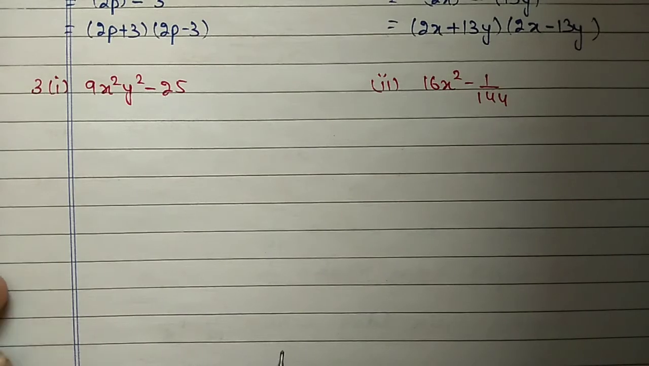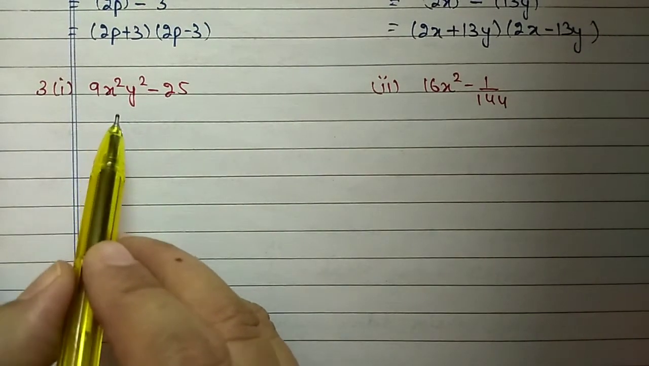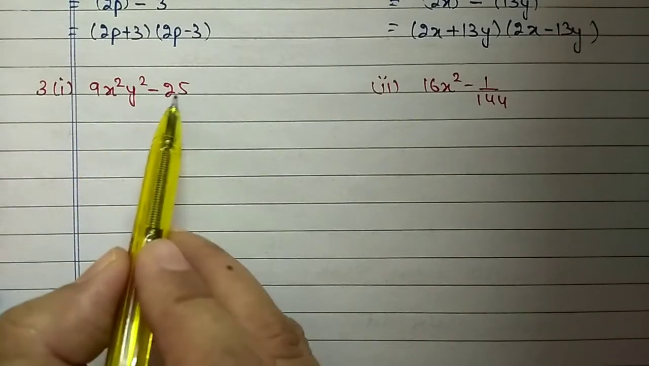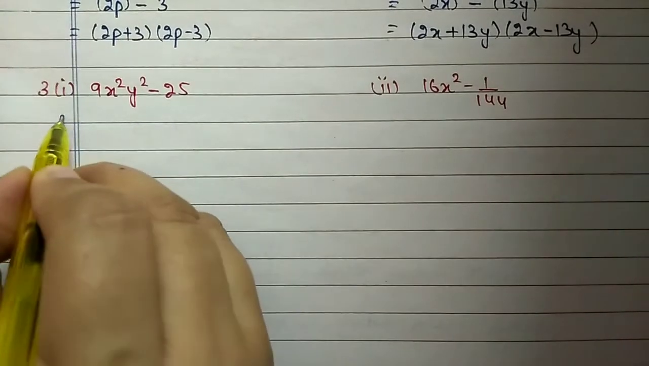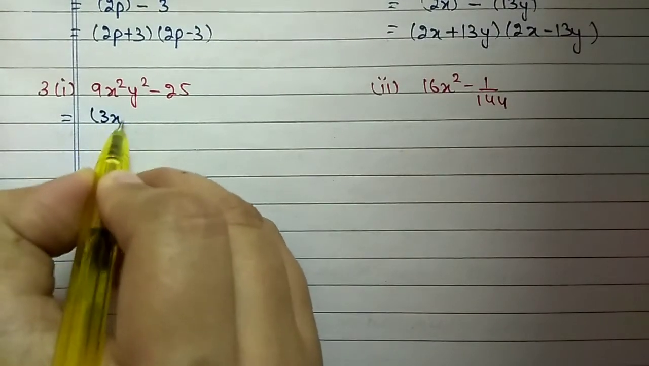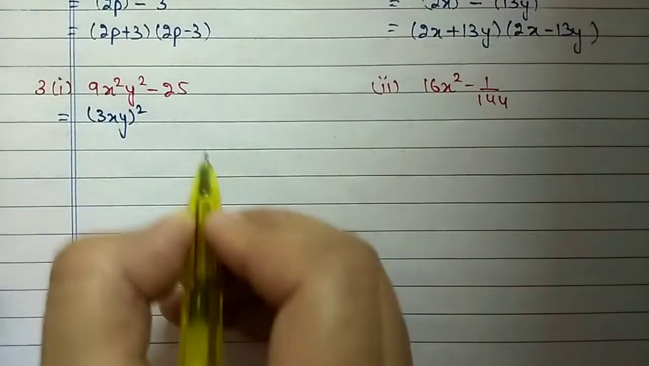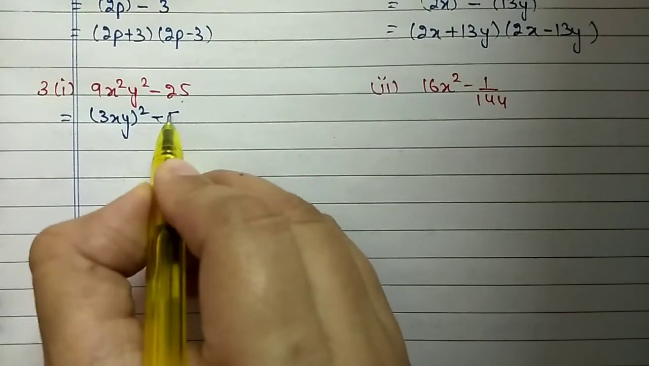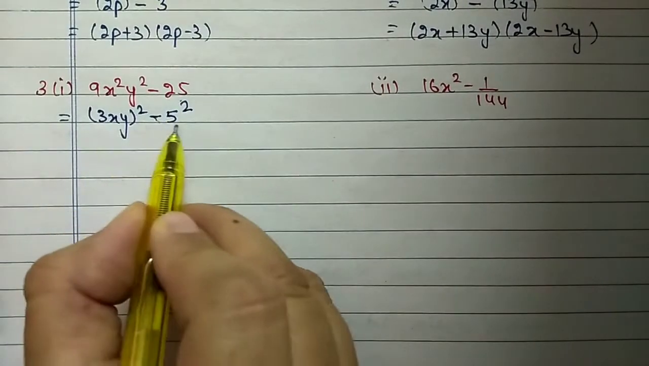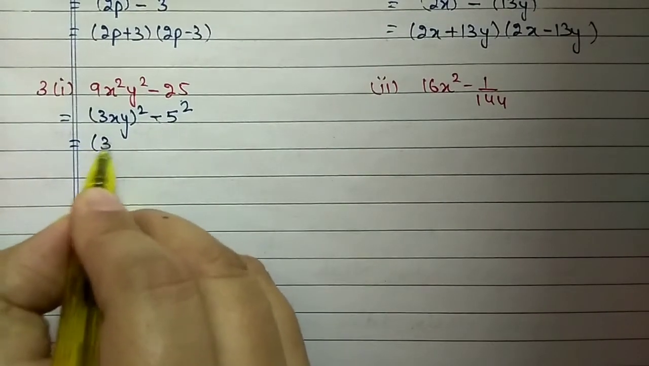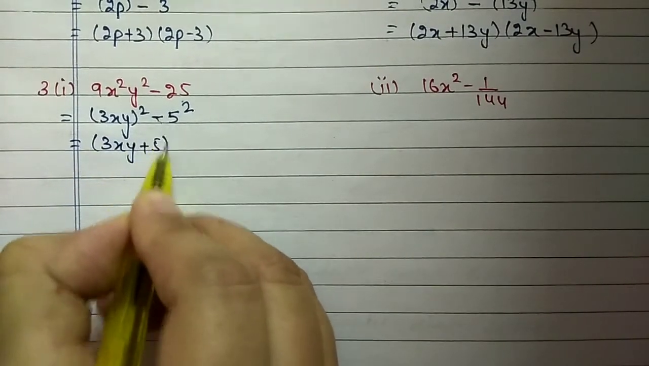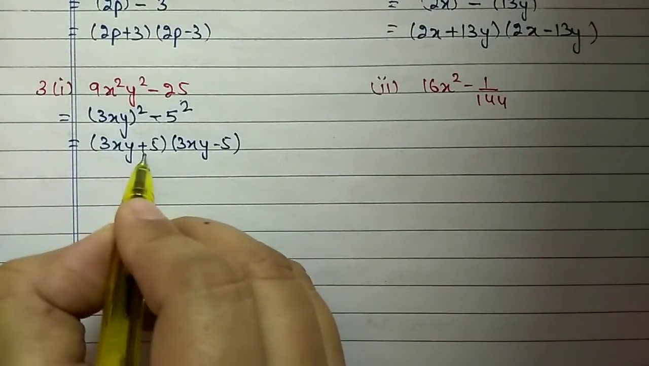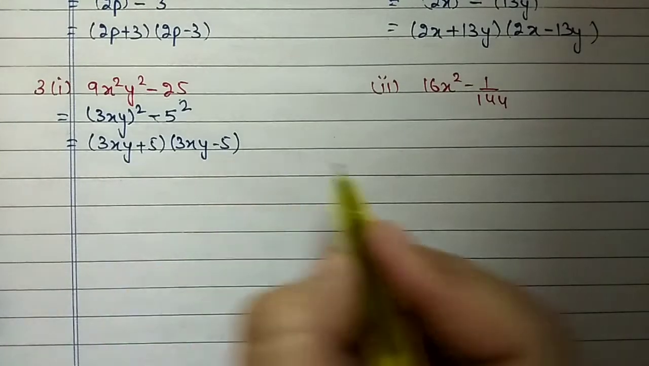Next, third one, first part. Again we will use the a square minus b square formula here. This is a perfect square and this is also a perfect square. So write it like this, 3xy whole square. 9x square y square we can write as 3xy whole square. 5 we can write as 5 square. So a square minus b square, which we can write as a plus b and a minus b. 3xy plus 5, 3xy minus 5.